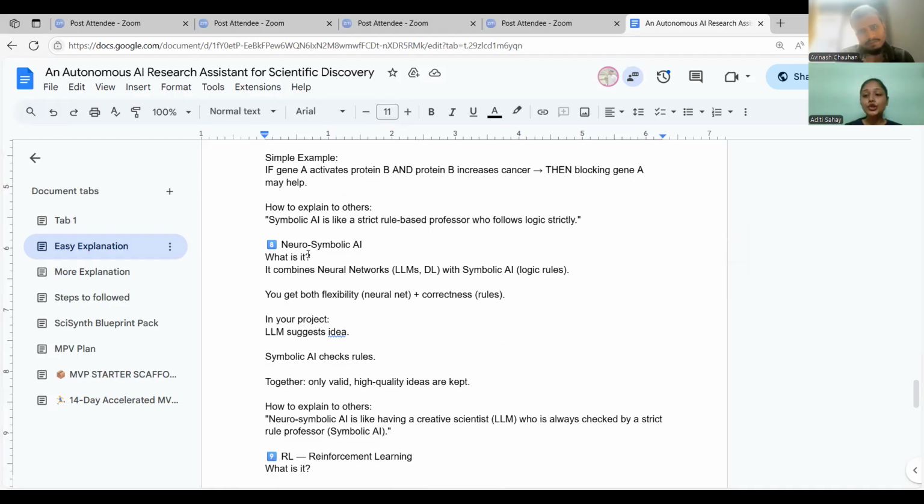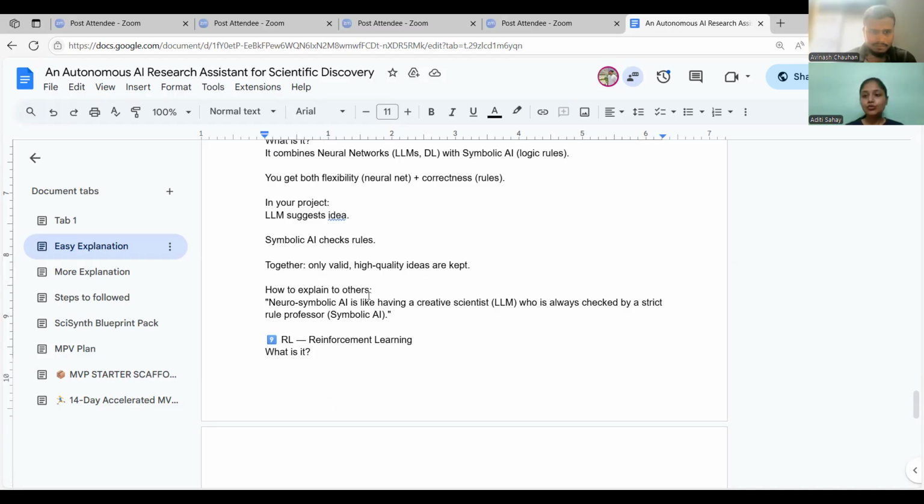Now we'll move on to Neuro Symbolic AI. Just now I told you about symbolic AI, right? So what is symbolic AI? You know that it is the AI that uses the if-then method. Then what is neuro? You can think neuro means neural network, right? And I told you about neural networks, that is fuzzy logic and everything. So neuro symbolic AI is a combination of neural networks and symbolic AI.